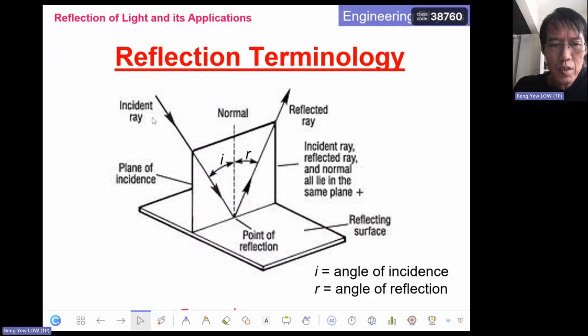Light from the source is called the incidence ray. The point on the reflecting surface in which light is reflected is called the point of reflection. And the ray that is reflected is called the reflected ray. A normal to the point of reflection can be drawn. The angle between the incident ray and the normal is known as the incidence angle. The angle between the reflected ray and the normal is known as the reflected angle.